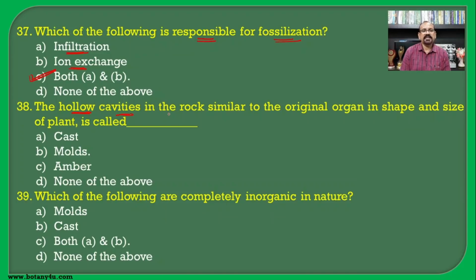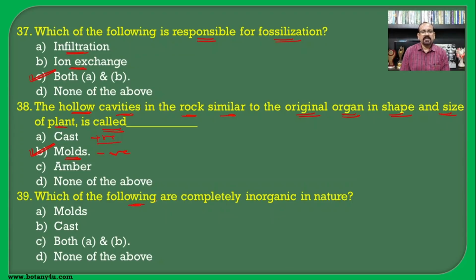The hollow cavities in the rock, similar to the original organ in shape and size of the plant, are called as? So this is known as the mold, and if the structure is exactly similar to the organ of the organism, then it will be considered as a cast. So the correct answer for this question is mold. Remember, the mold is negative and the cast is a positive replica.